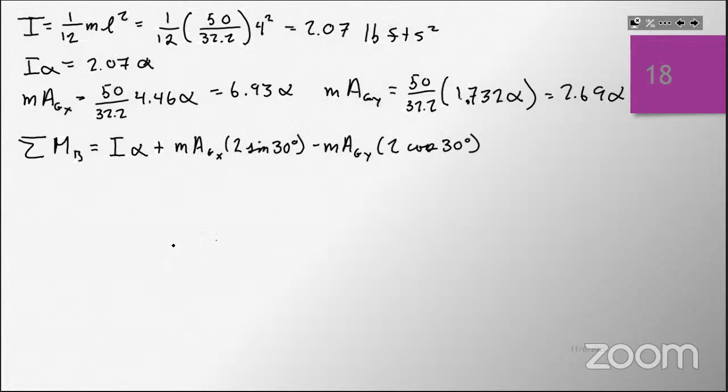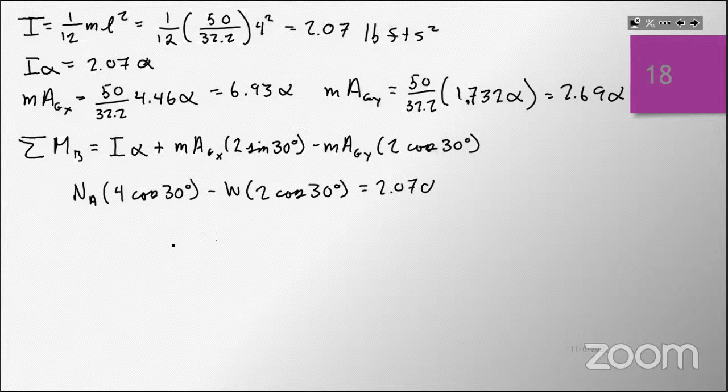My sum of my moments, right? Well, if I eliminate the normal force at B, I just have the normal force at A times 4 cosine 30 degrees minus the weight times 2 cosine 30 degrees. This is going to equal 2.07 alpha, right? Just subbing in for I alpha, plus, I'll do my math here, 6.93 alpha minus 2.69 alpha.